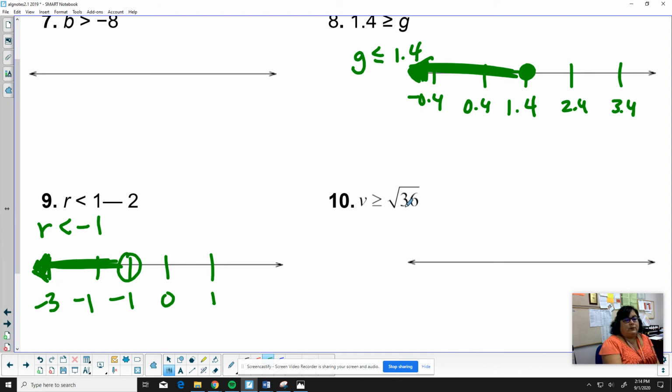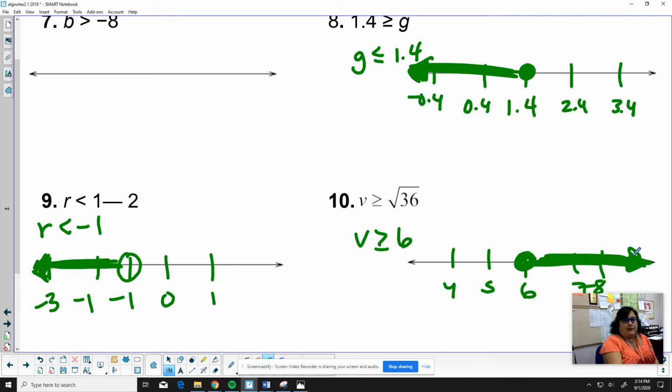Okay, and then the square root of 36 is 6. So V is greater than or equal to 6. So 7, 8, back. It's closed, and I'm shading right because it's greater than. 7 and 8 are bigger than 6.